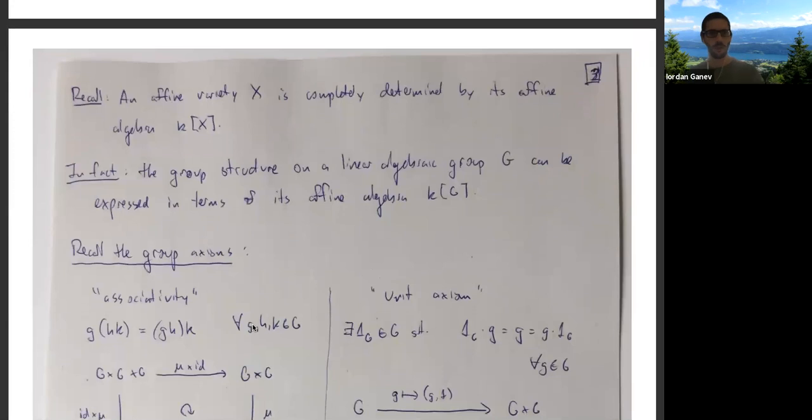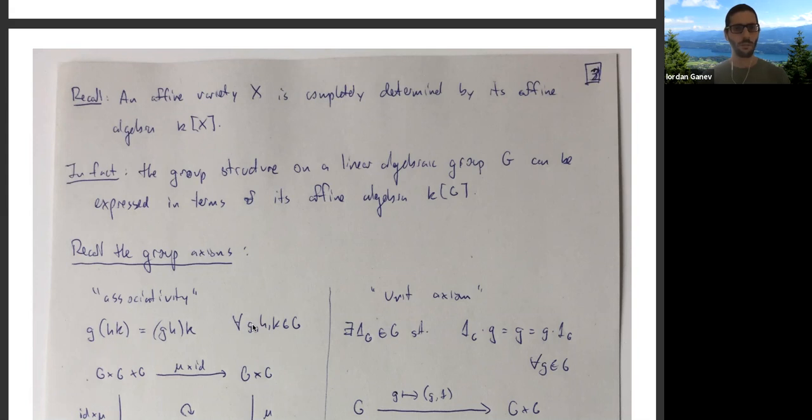You can recall from the last lecture that any affine variety X is completely determined by its affine algebra of functions, K brackets X. We saw that X as a set can be recovered from the affine algebra by looking at maximal ideals, and also the Zariski topology on X can be recovered from K brackets X by looking at ideals.